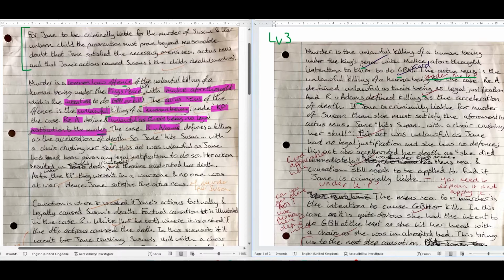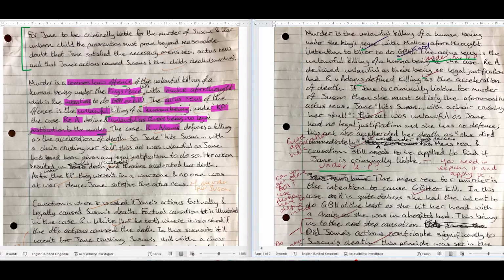Now if you take a look at the AO2 on the left hand side, Jane hits Susan with a chair crushing her skull. This act was unlawful as Jane had not been given any legal justification to do so. Her action resulted in Susan's death immediately, and therefore accelerated her death. As for under the King's peace, they weren't in a war zone and no one was at war. Hence, Jane satisfies the actus reus of murder for Susan, is what the examiner says I should have included. It's just little details like that. That's the only thing I can be criticised on.